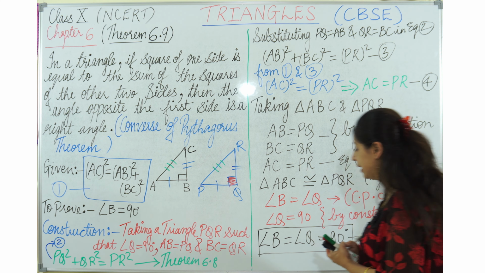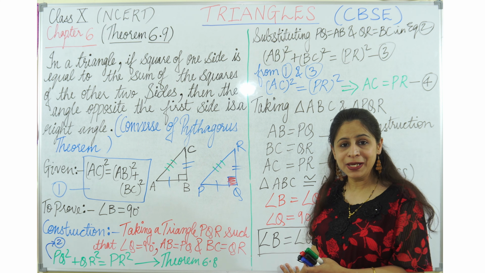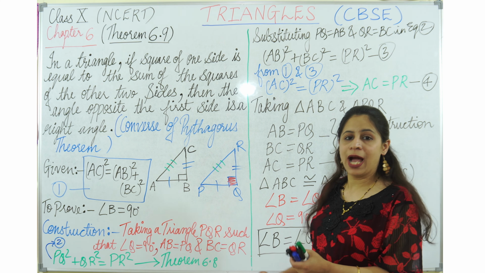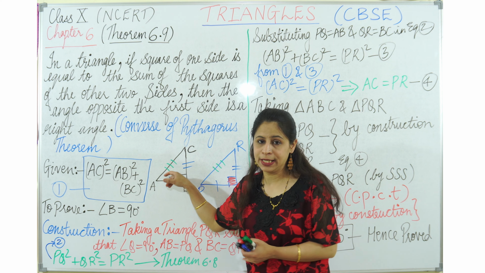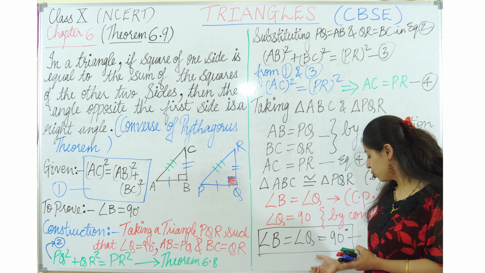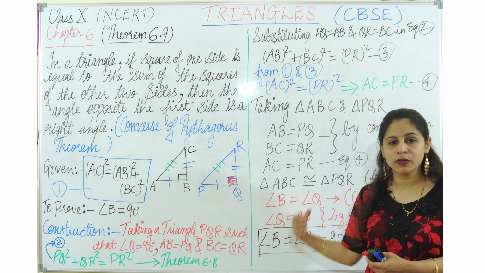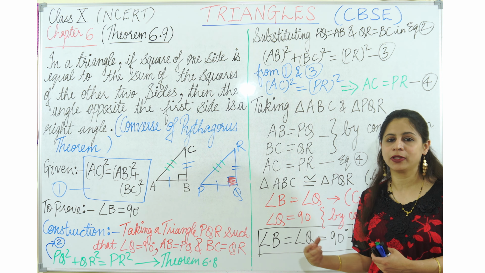So ultimately we have proved that angle B, the angle opposite to the longest side of the triangle, is equal to 90 degrees. So here we have proved the converse of Pythagoras theorem, which is theorem number 6.9 of chapter 6, Triangles, for class 10 CBSE NCERT. In this manner, we need to prove this theorem.